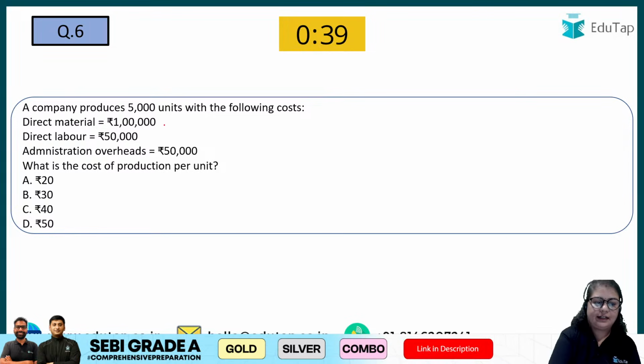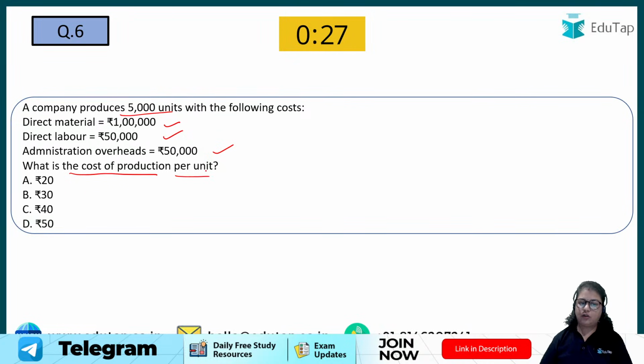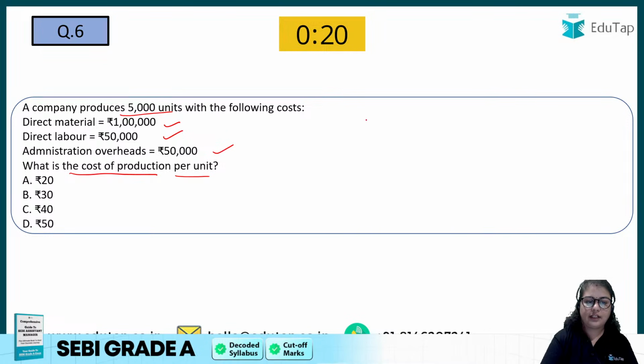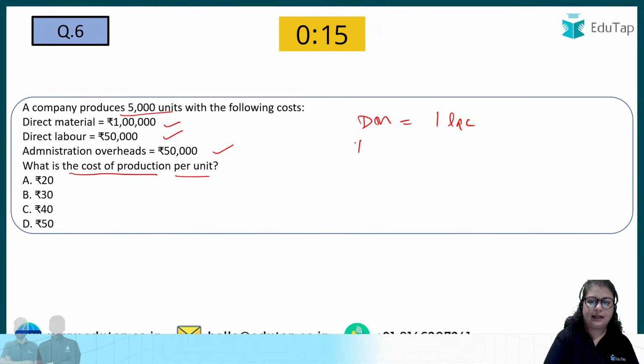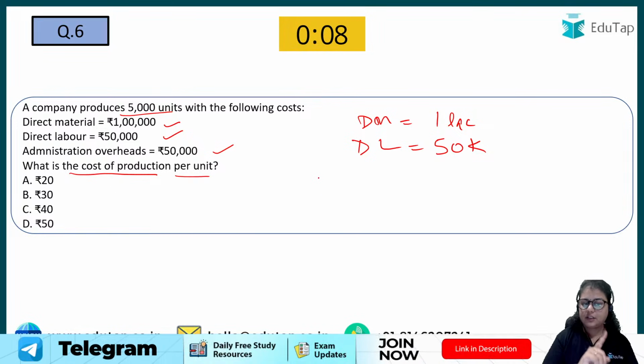Direct material, direct labor is given to you, administration overheads is given to you, and also the number of units is given to you. They are asking what is the cost of production per unit. Cost of production we have to find out. So, as we have done in the cost sheet, direct material, that is 1 lakh. Can I write 1 lakh? And direct labor, it is 50,000. Factory overheads are not given to you, so we can assume it to be 0 here.